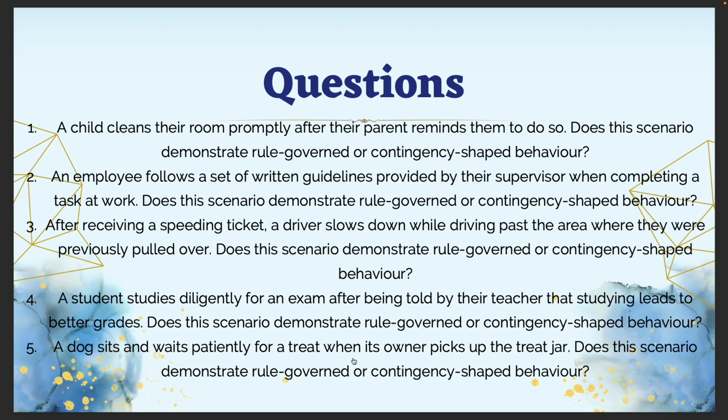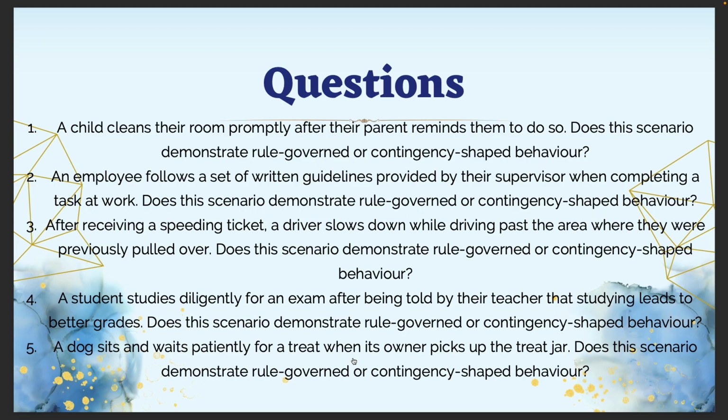So question 1. A child cleans their room promptly after their parent reminds them to do so. Does this scenario demonstrate rule-governed or contingency-shaped behavior? So if you need some additional think time, please pause the video because I'm going to dive right into the answers.